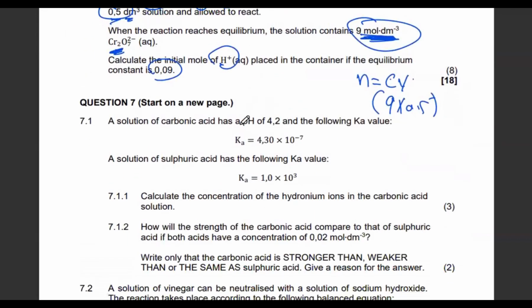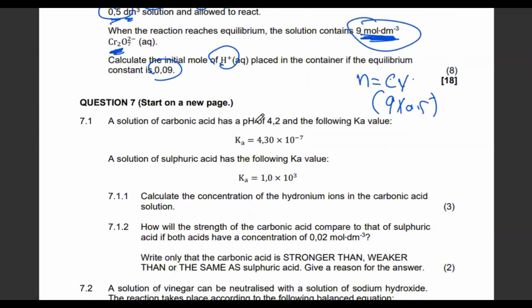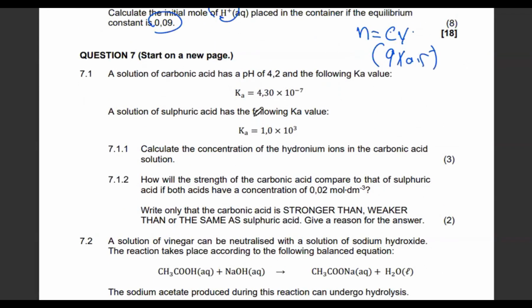So guys, I think that question is fine and clear, and you're able to get it right. Then we go to the next question, which is question 7: a solution of carbonic acid, that is acidic rain, which has this pH, and then the Ka value is that. They're saying the solution has the following Ka values. They have different Kas, but this one is too small, meaning that it has a lower dissociation, so it's a weak acid, while this one, the Ka is high, meaning that it is a stronger acid.